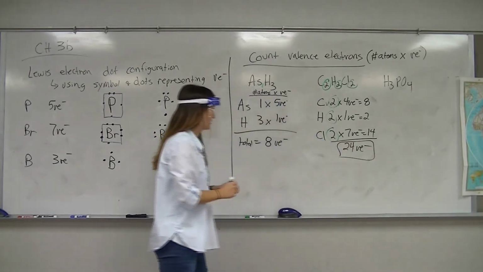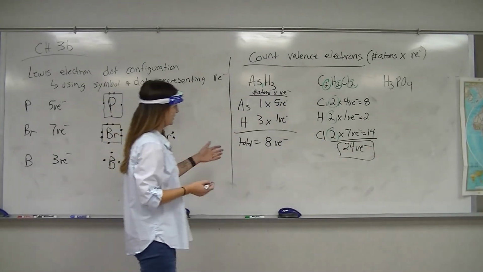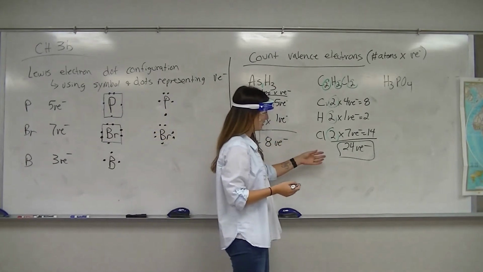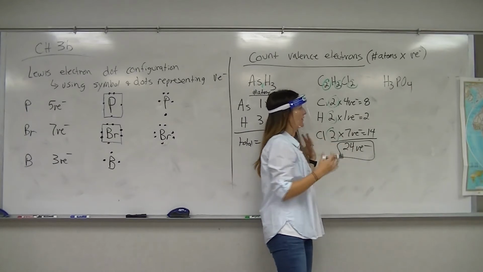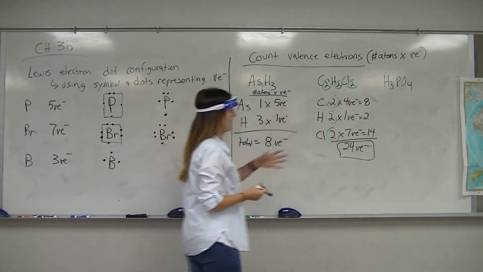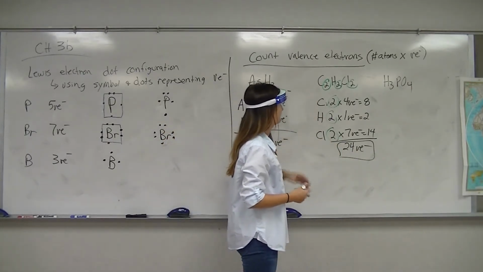All right. So the reason we're trying to figure out the total valence electrons is because we're going to spread these out to figure out the shape. We're going to try to make everybody happy with that 24.